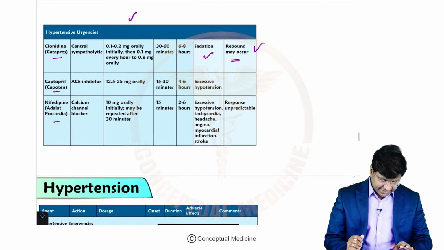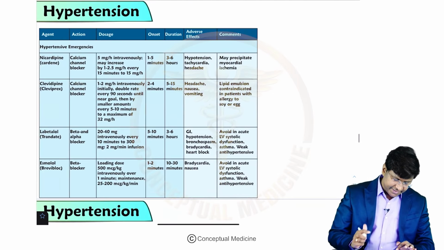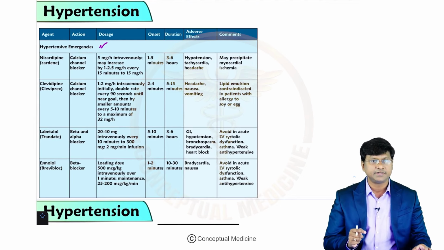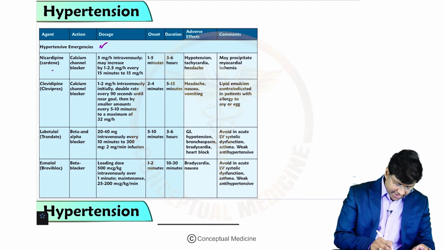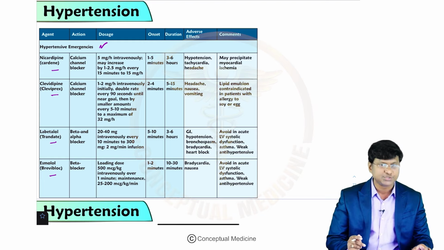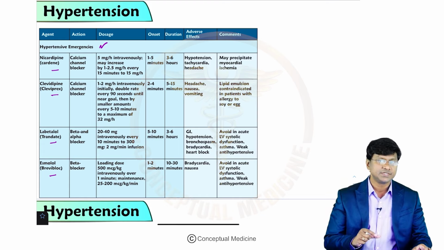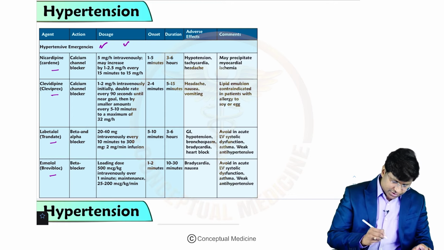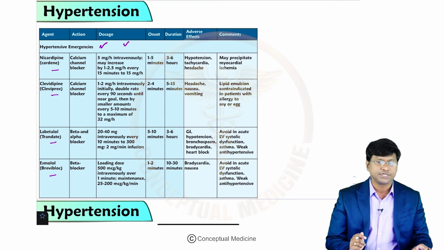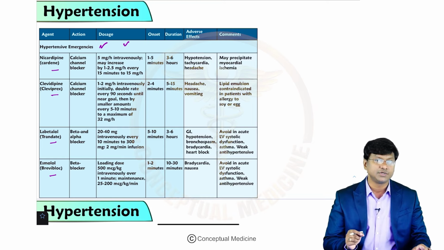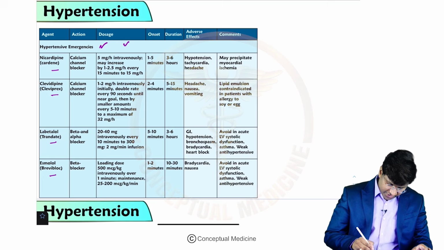Next, take the hypertensive emergencies. In hypertensive emergency, the drugs we give are nicardipine, clevidipine, labetalol, and esmolol. These are the drugs you need to give in case of hypertensive emergencies, and these are the respective dosages and the onset of action. If you see the onset of action, the quickest onset of action is seen with esmolol.